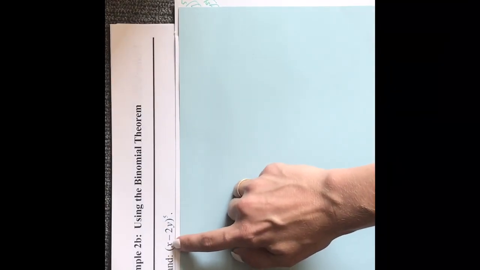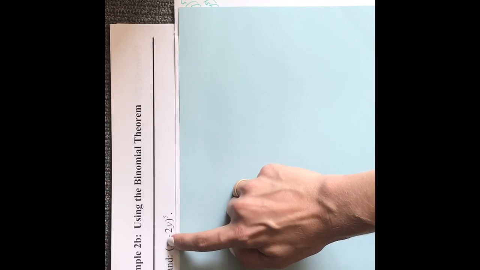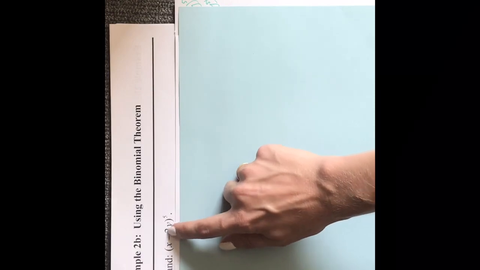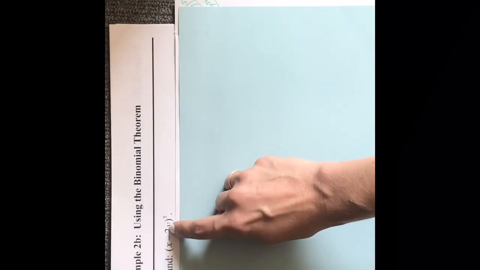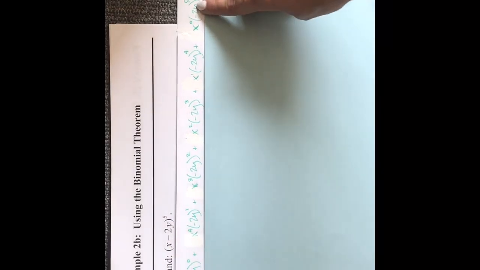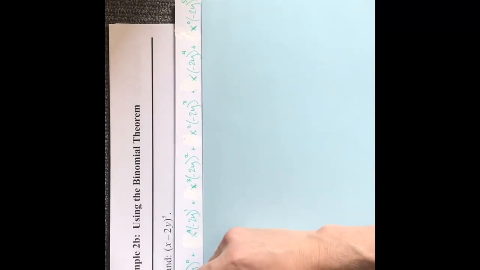Example 2b. So we want to start again by just looking at the terms inside of here. The x is going to be the one that starts with the exponent of 5 and goes all the way down to x to the 0. Negative 2y, and you do need to include the negative as you do those exponents, is going to be the one that starts with 0 and ends with being raised to the 5th power. Now, to figure out the coefficients, we use our binomial theorem.